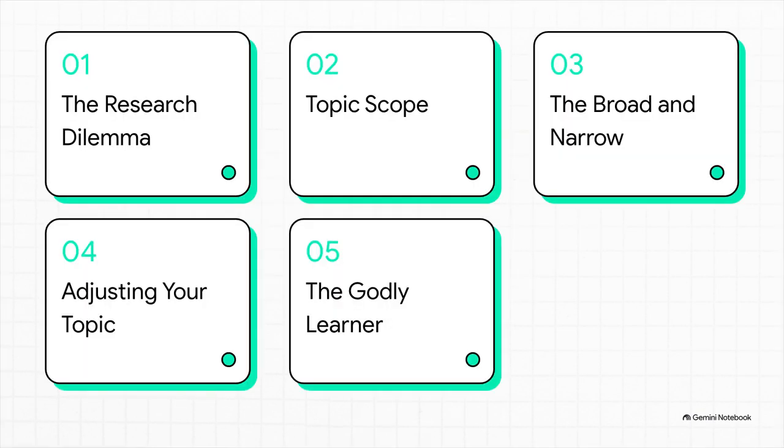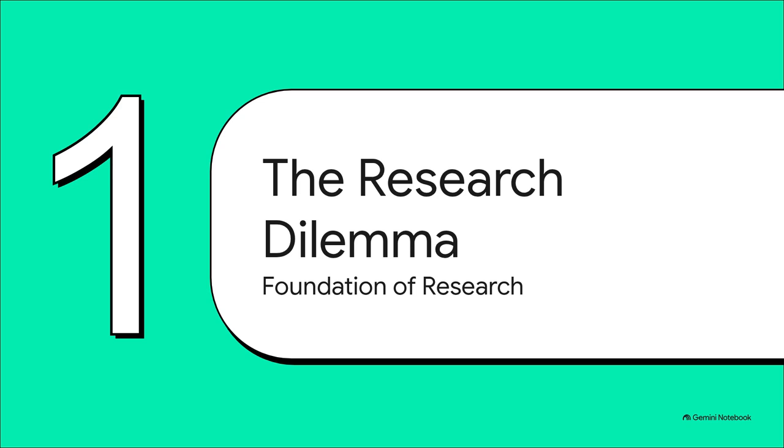So here is our roadmap for today's explainer. First, we'll look at the research dilemma. Then, understanding topic scope. Third, the broad and narrow. Fourth, adjusting your topic. And finally, we'll wrap up with the godly learner. All right, let's jump right into part 1, the research dilemma.